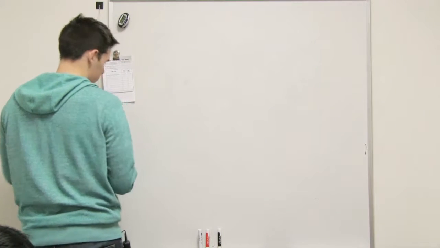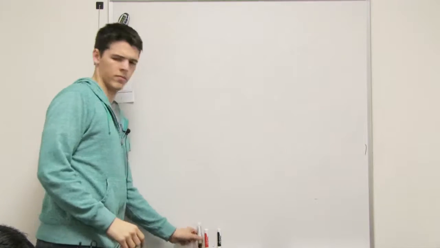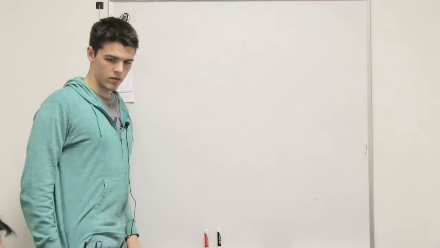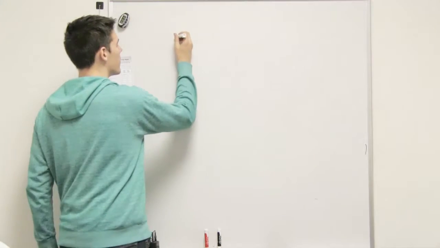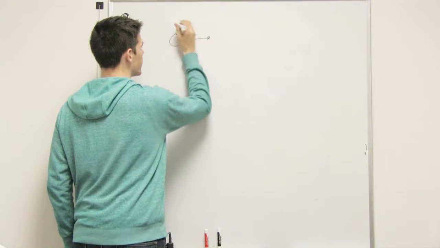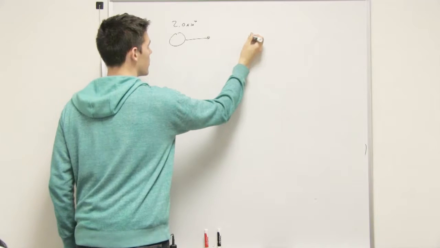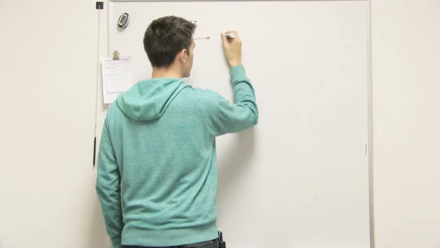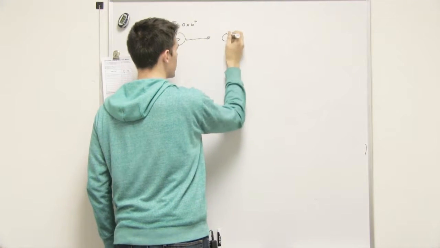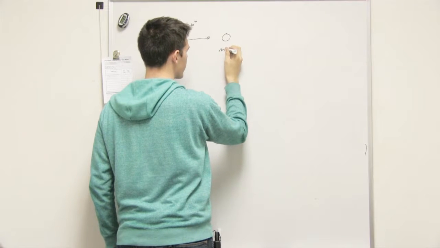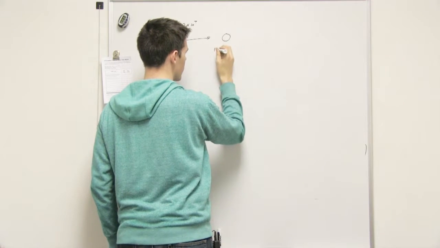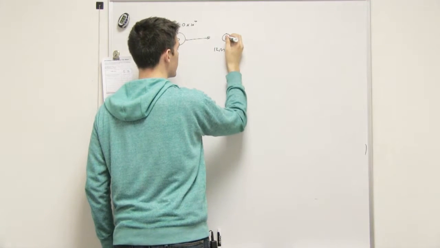137. Can you read me the problem? A proton is traveling to the right at 2.0 times 10 to the 7th meters per second. It has a head-on perfectly elastic collision with the carbon atom. The mass of the carbon atom is 12 times the mass of the proton. What are the speed and direction of each after the collision?